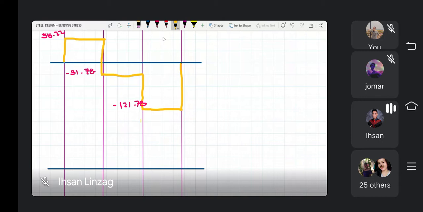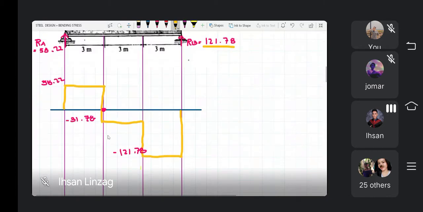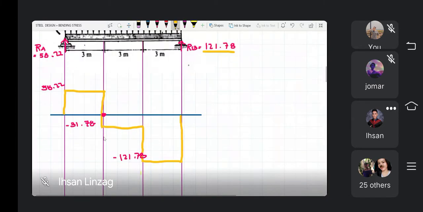Then, pag tinitignan mo, alam mo agad yung location ng maximum moment kasi yung maximum moment is located sa zero shear dito. So, dito mo malulocate yung maximum moment. So, let's get the maximum moment or try to do the moment diagram.